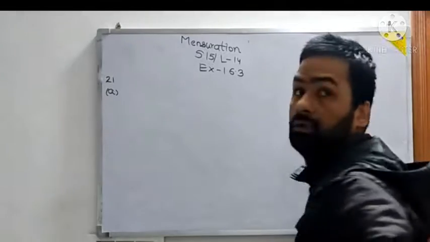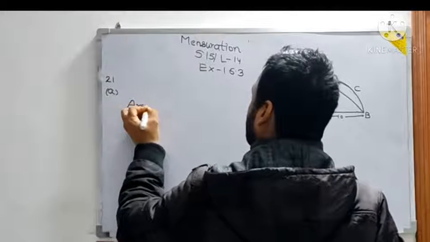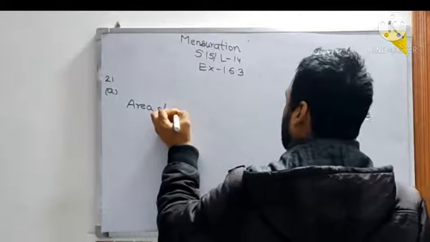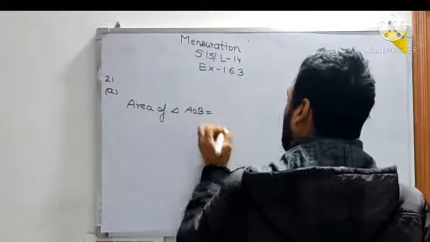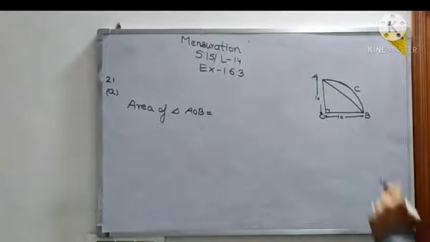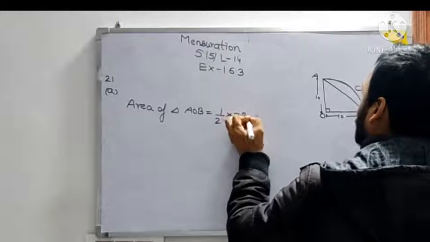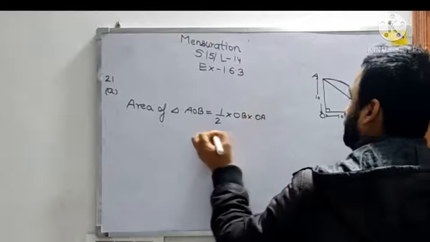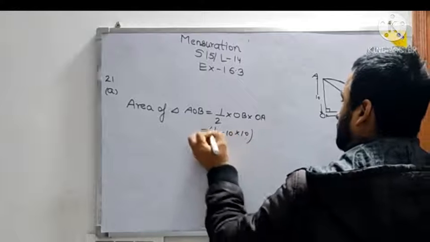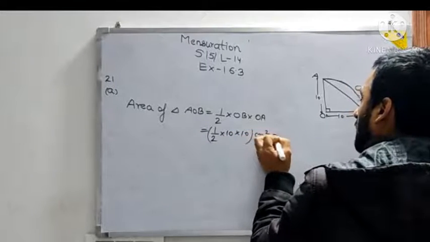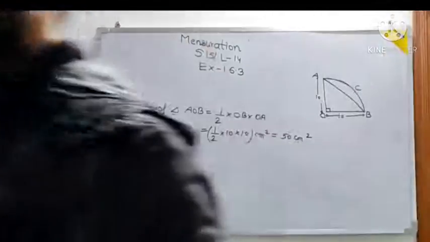Now, area of triangle AOB is equal to what? Now see, for triangle AOB, base and height are the same, so it will be half into OB into OA, that is equal to half into 10 into 10 centimeter square. 100 by 2 is 50 centimeter square. Is that clear to all? Then what?